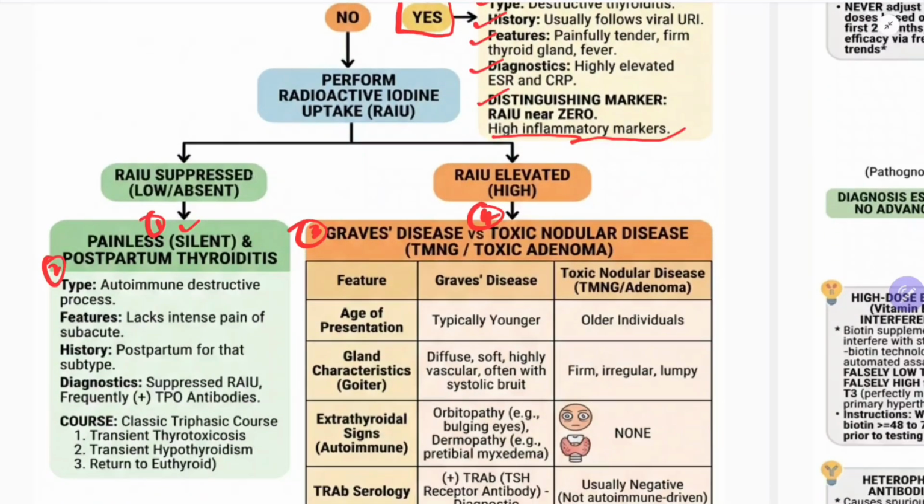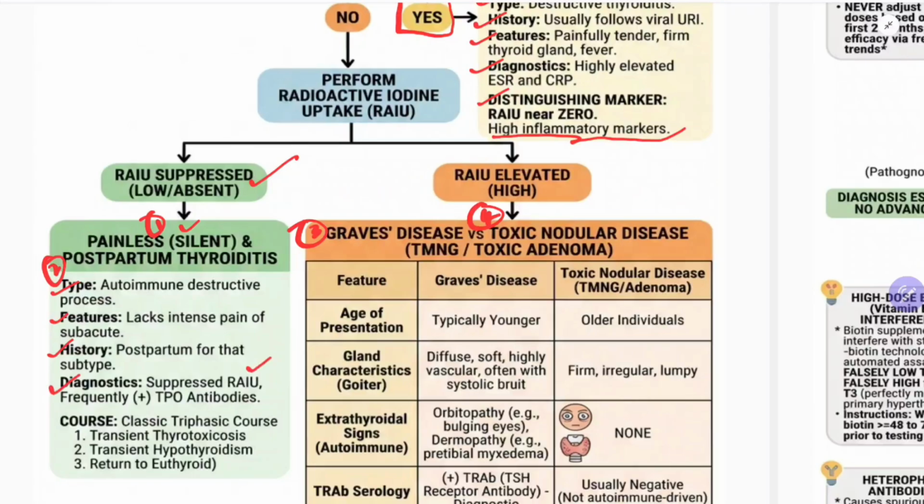Now how to differentiate? Now if the radioactive iodine uptake is suppressed, low or absent, then the causes are painless or silent thyroiditis or postpartum thyroiditis. So it is an autoimmune destructive process. It is not viral, it is autoimmune. Features: this lacks the intense pain of subacute de Quervain thyroiditis. There will be history of postpartum for postpartum thyroiditis.